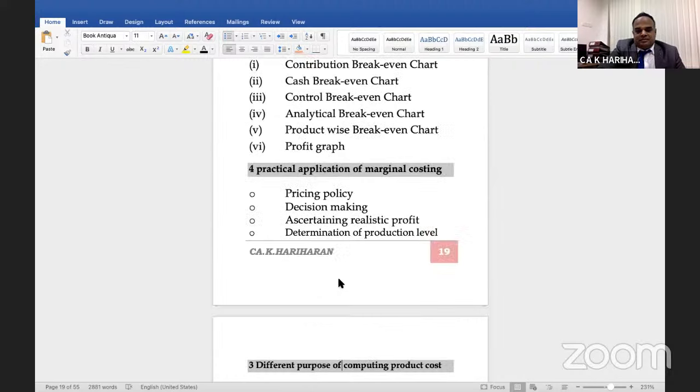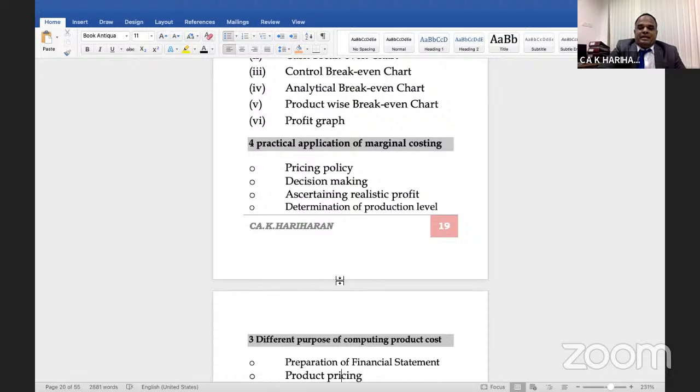Then practical applications in marginal costing. Four applications. Why do we need marginal costing? For the purpose of fixation of price, pricing policy, decision making, ascertaining realistic profit, determination of production level. For these purposes, we need marginal costing to be useful.